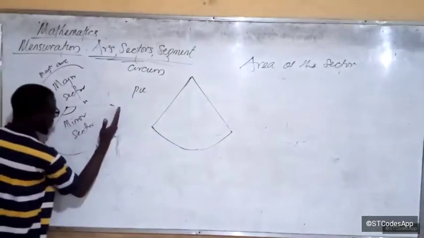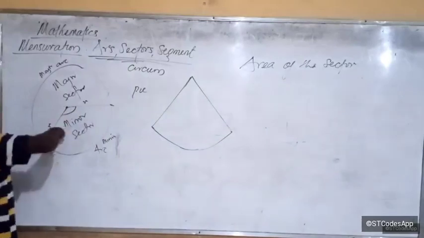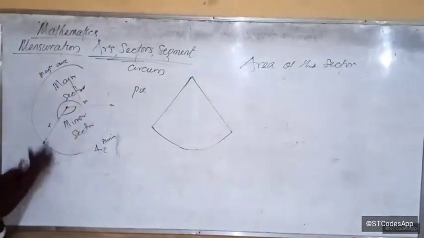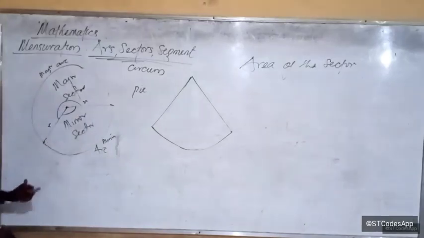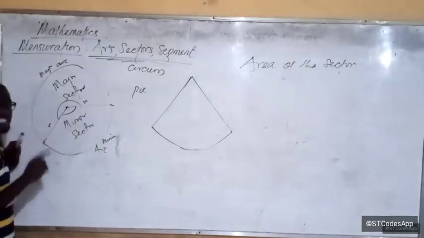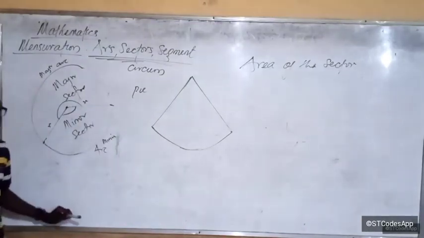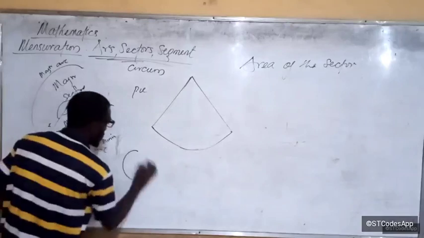Now, this arc subtends an angle in the center, and this bigger arc also subtends an angle here. Is that okay? So to show that the entire distance is still 360 degrees. Now, this angle that is subtending here is equal in magnitude to the angle here. Is that okay? Now, take for example, I have a circle. We are going to area of circle.